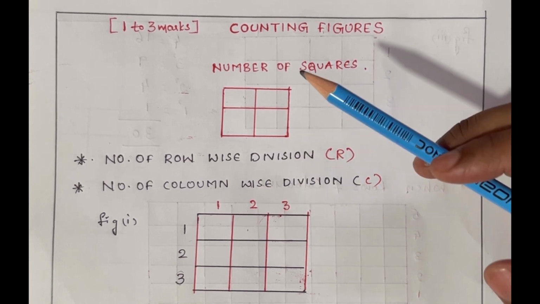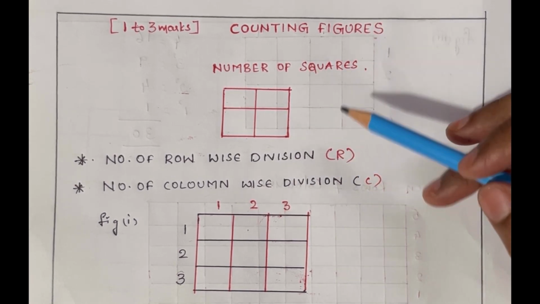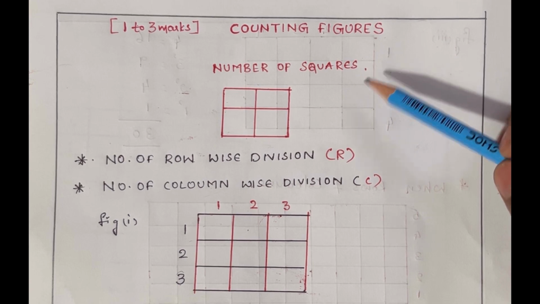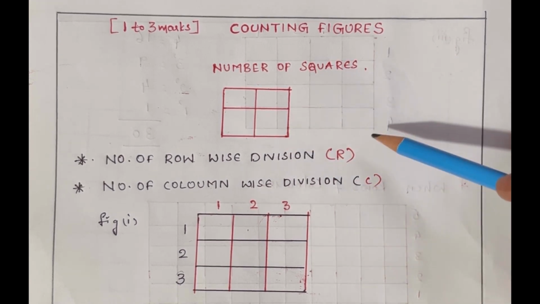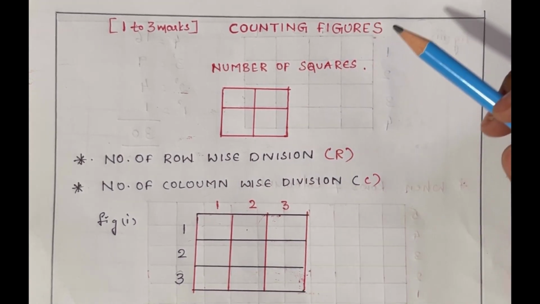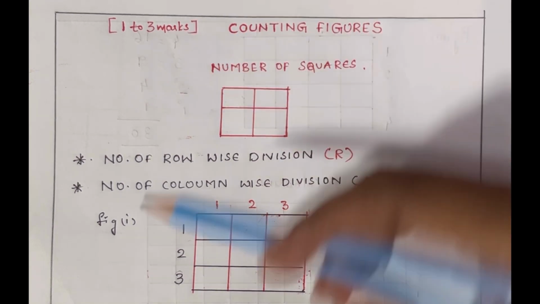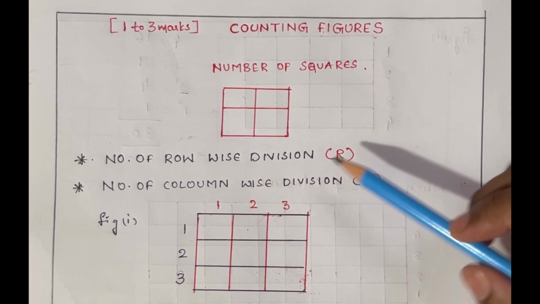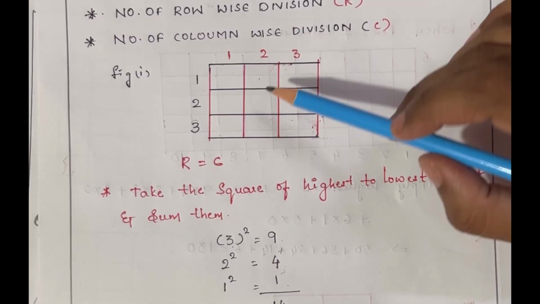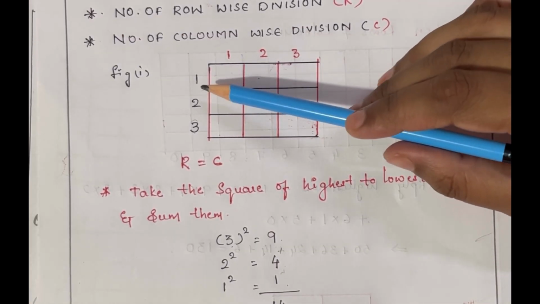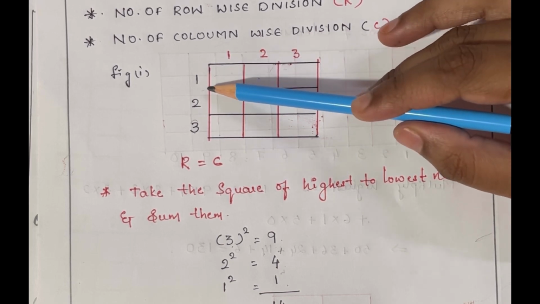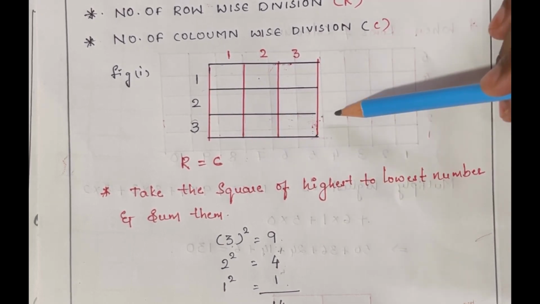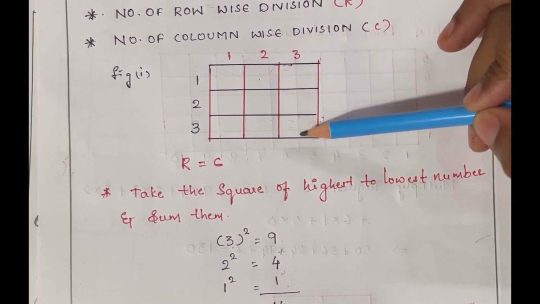But what if there are more rows and more columns in a square, and we are asked to find the number of squares in the given figure? It's simple. For this, we have to know the number of row-wise divisions, which we'll take as R, and the number of column-wise divisions. In this figure, we can see that the number of rows is 1, 2, 3 and the number of columns is 1, 2 and 3.